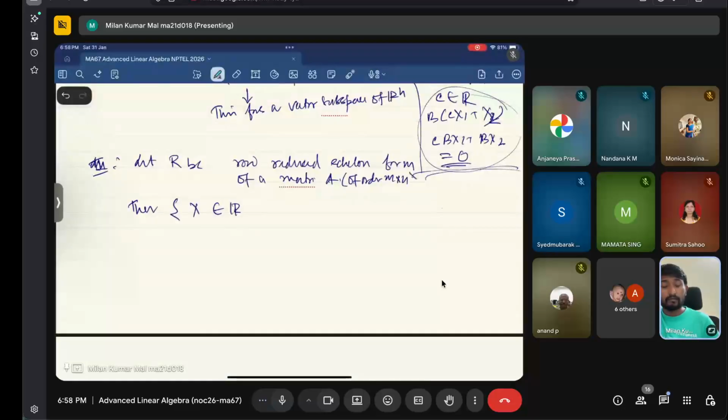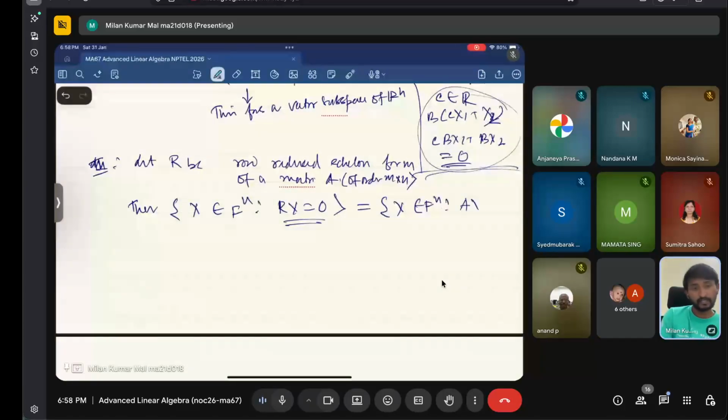So here the solution space will be x belongs to F^n such that Rx is equal to 0, that means the row reduced form. This is exactly equal to x belongs to F^n such that Ax is equal to 0. So basically the solution space of this set is the same as the solution space of the row reduced echelon form. Therefore, in that case, the solution space is x belongs to R^4.